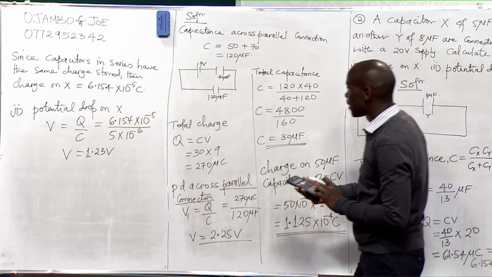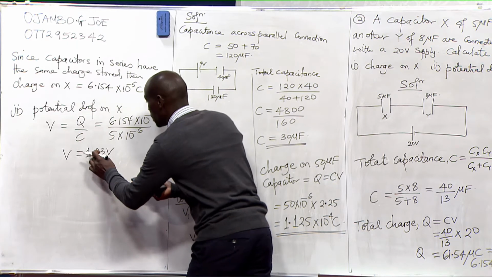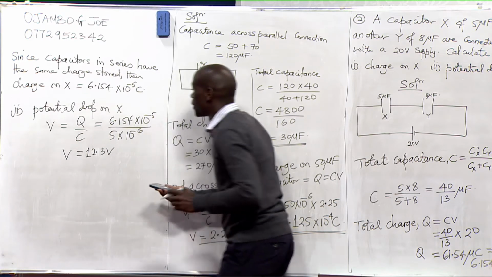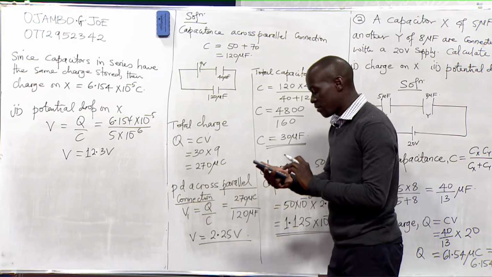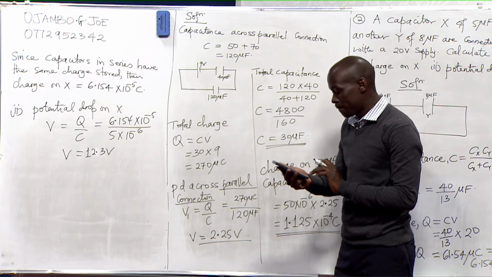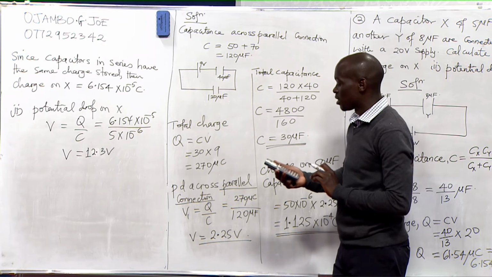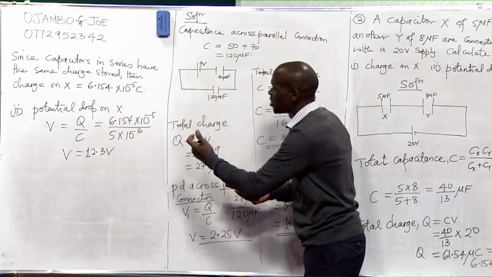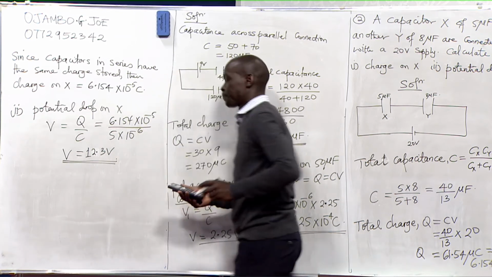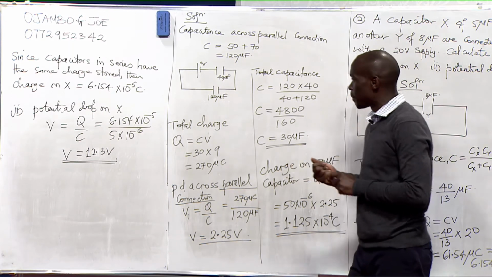I beg your pardon, I think it is 12.3, not 1.3, isn't it so? It should be 12.3 when I calculate again, because it is 6.154 exponent negative 5 divided by 5 exponent negative 6. Yeah, it is 12.3. Okay, 12.308. I can give it to one decimal place, 12.3. Okay, so that is our second example.